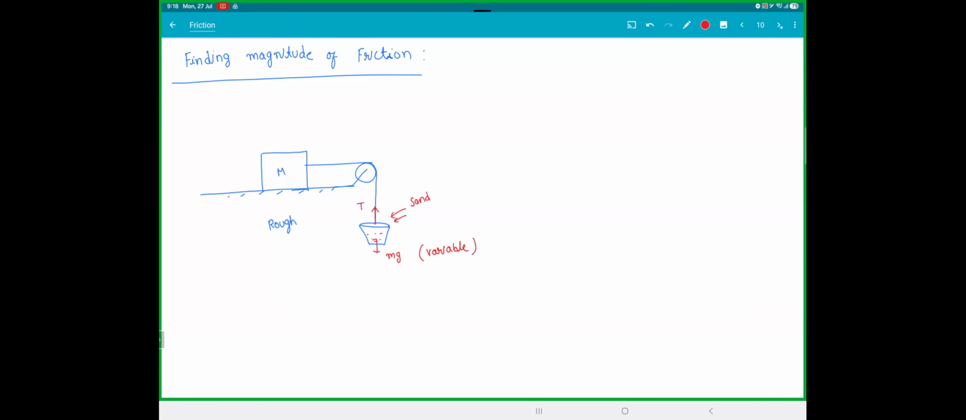This will be tension. The same tension will act on this. And obviously, to stop this, friction must be backward. And this is the normal reaction. This is the mg. These are all the forces that we have.